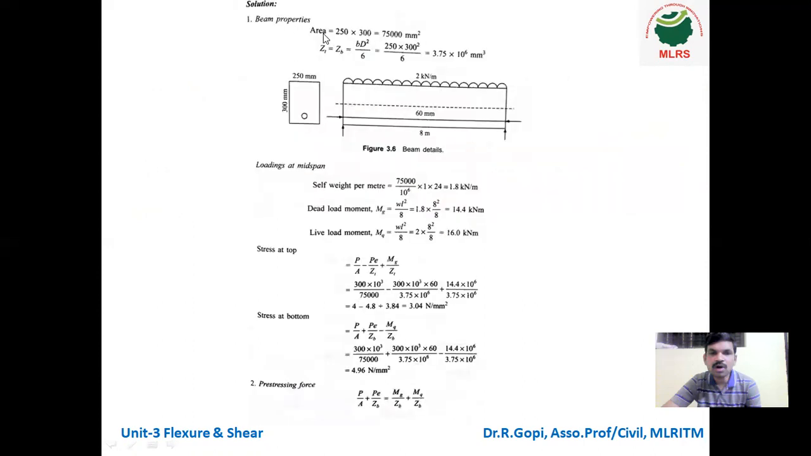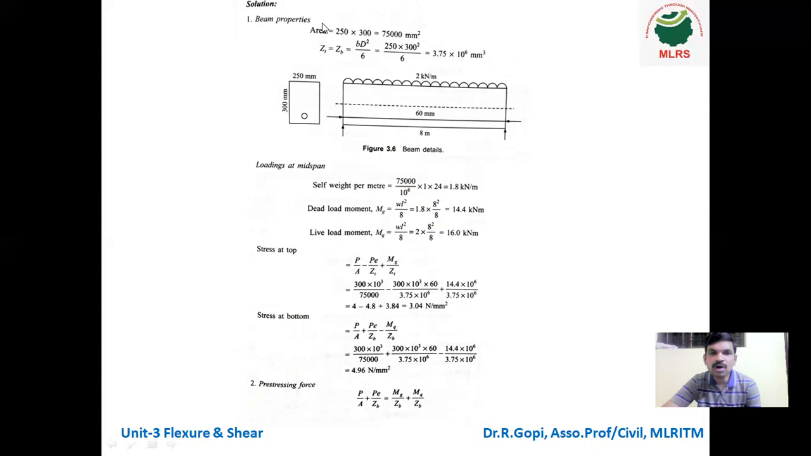So beam properties, calculate the area 250 into 300 and section modulus BD square by 6. These are all common for every problem. So next, self weight of the beam, self weight per meter. So next, dead load moment. Dead load moment is WL square by 8 and live load moment also WL square by 8. So calculate the self weight first. It is 1.8 kilonewton per meter.